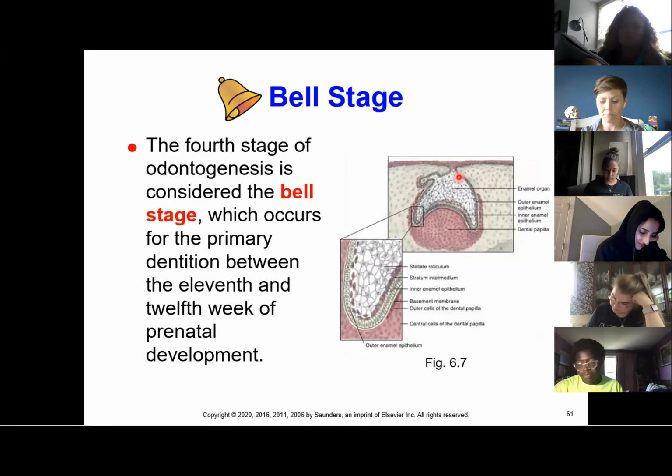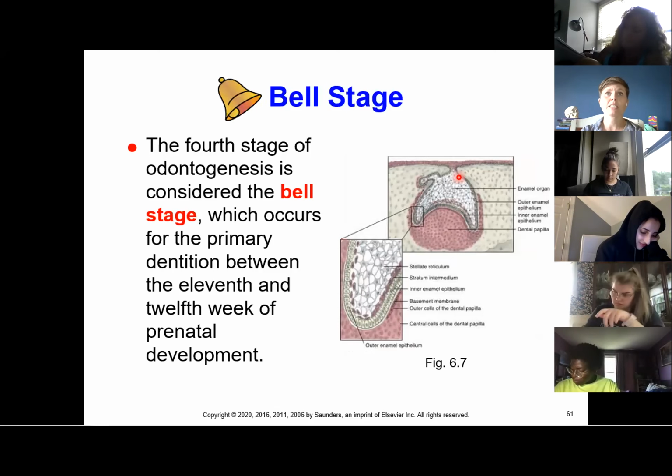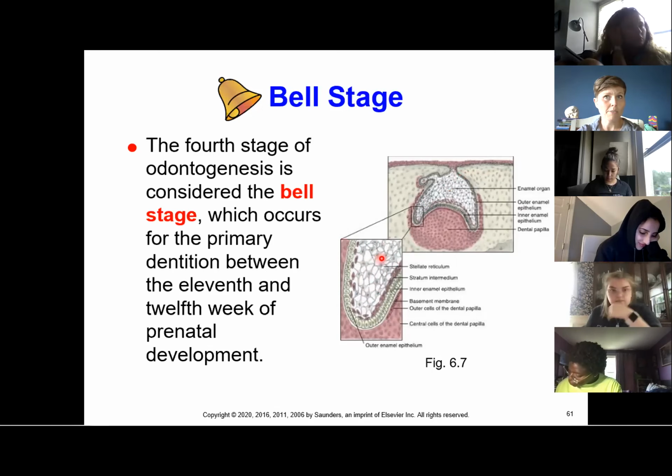All right. Bell stage is the 4th stage of odontogenesis. It occurs for the primary dentition between 11 and 12 weeks of prenatal development, which is in the fetal period. You can see that these cells start to get different. There's stellate reticulum, the stratum intermedium, and then you have your inner epithelium and your outer epithelium.